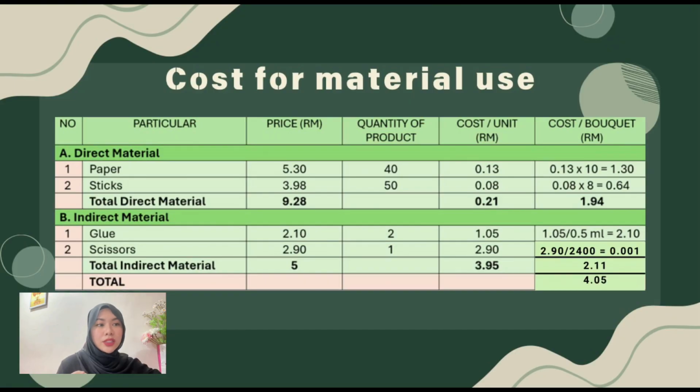For indirect materials, it has two ingredients, which are glue and scissors. Glue is RM2.10 for 2 units, meaning that one is RM1.05 each. Scissors are RM2.90 per unit, but we divide it over 2,400 uses. So RM2.90 divided by 2,400, we get 0.001 per use. So the total indirect material cost per bouquet is RM2.11. When we add the indirect materials and direct materials, it costs over RM4.05 per bouquet.